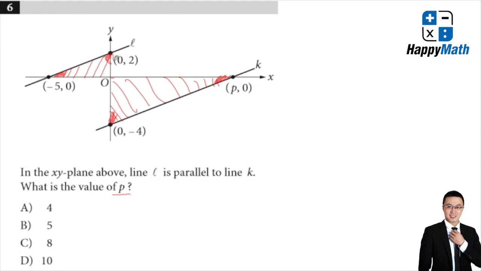First, I will compare this side. The length of this side is 2 and the length of this side is 4. So the bigger triangle is twice the smaller triangle. The smaller triangle has 5 here, so you will get double, which means 10. So that's why P will be equal to 10, because this side has to be double, twice this one. Okay.